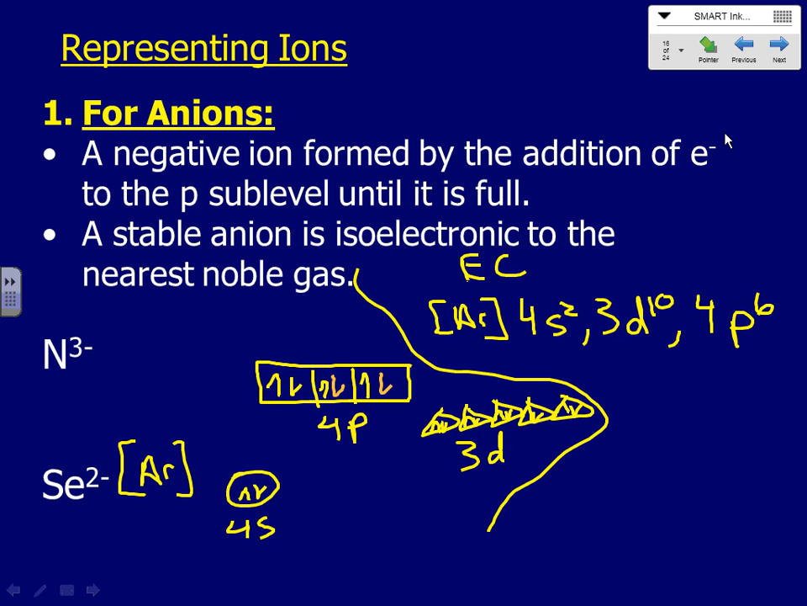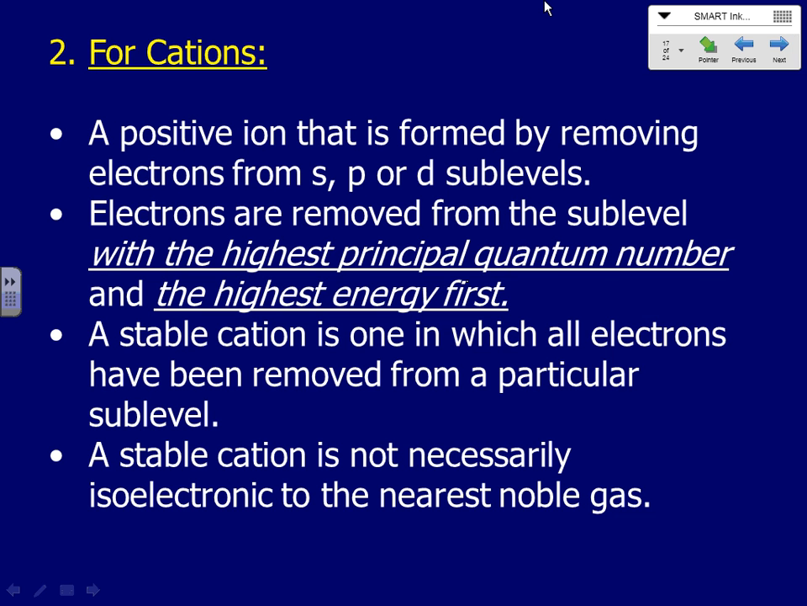So in order to make that anion, that negative ion, you're simply loading the p orbital full. All right? Okay? Cations are a little more difficult. Some of them are pretty straightforward, but others take a little extra thought to explain.